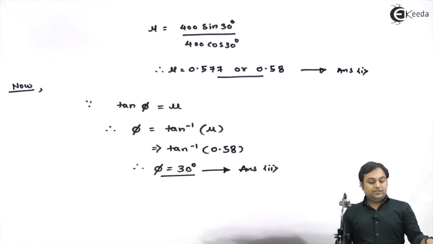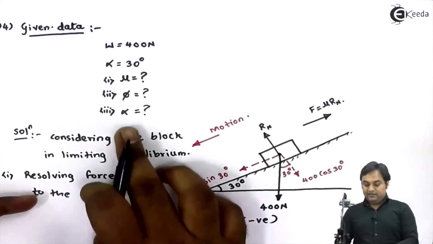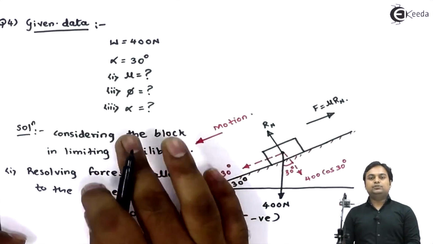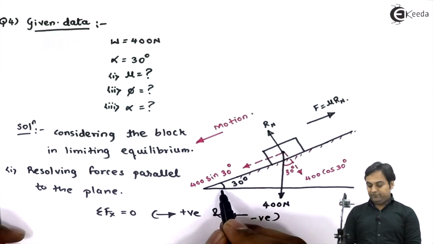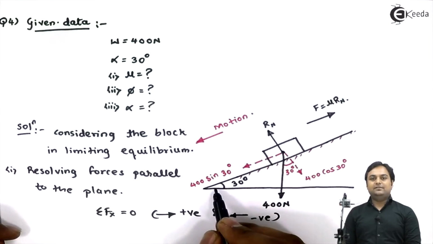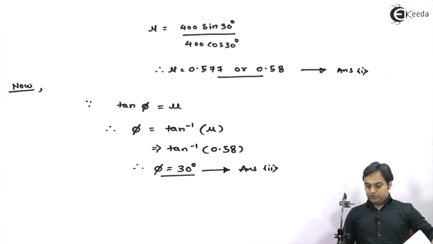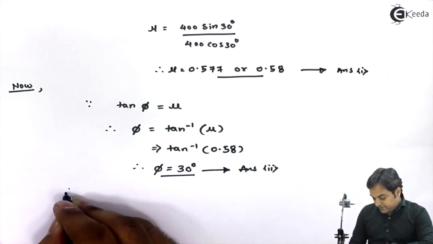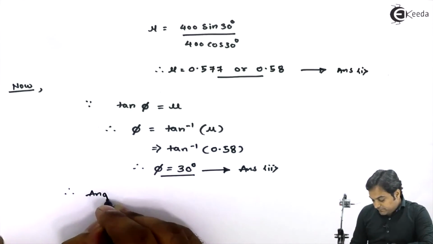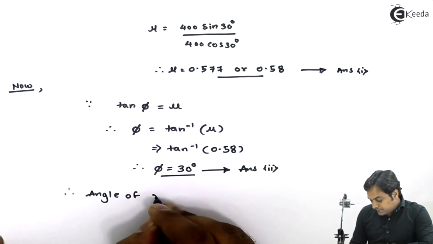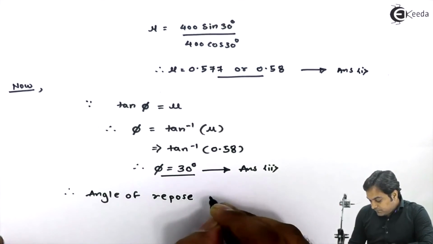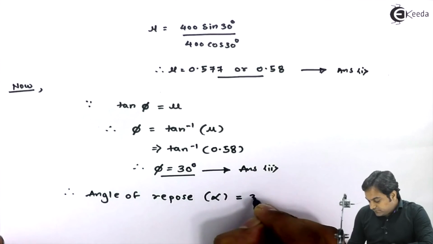And the third question in this problem is alpha. Alpha is the angle of repose, and luckily alpha value will be same as that of the inclined plane, because we call this inclination as angle of repose. So after this I will say that therefore angle of repose alpha is equal to 30 degree.